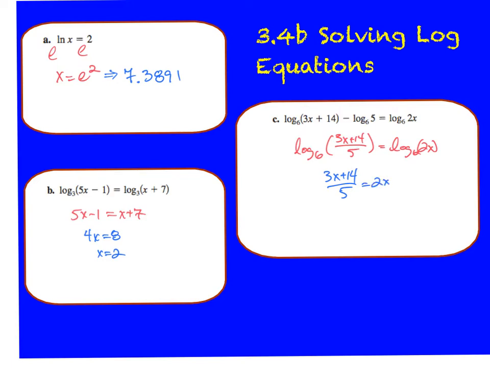Now, how do I start solving that? I multiply both sides by 5. So now I end up having 3x plus 14 is equal to 10x. Subtract 3x and we end up with 7x is equal to 14. x is equal to 2 again.